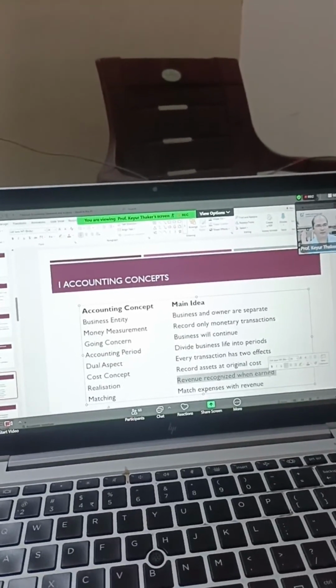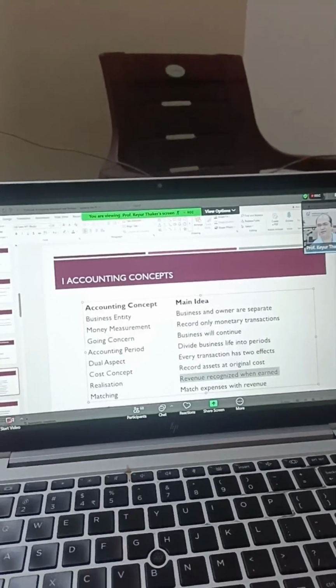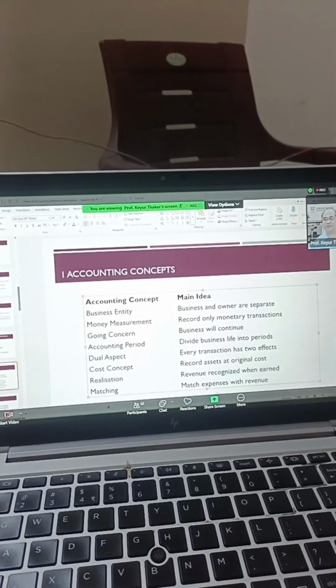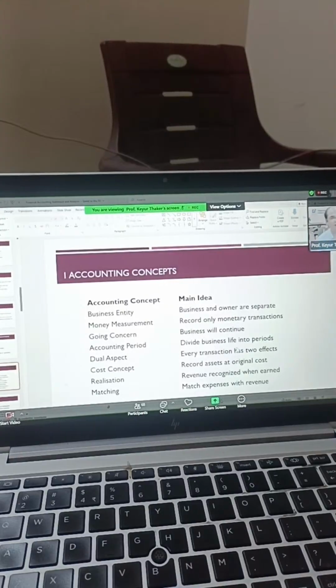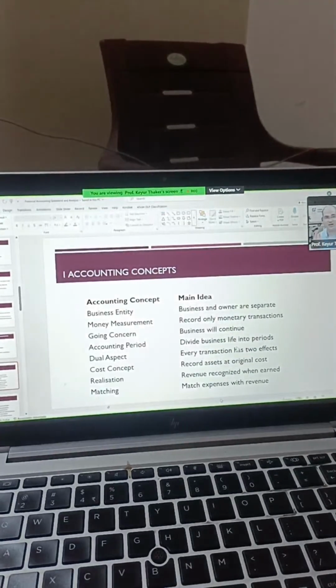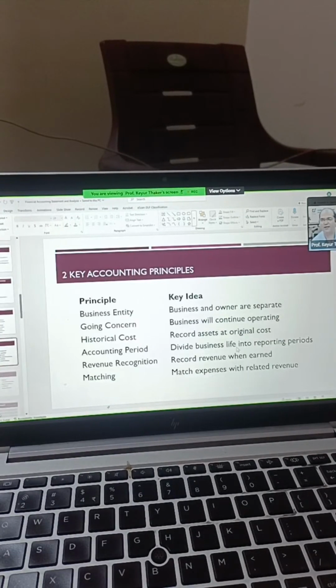And then matching. There will always be a match of expenses, meaning the revenue of the period is matched with the expenses relevant to that period. So you have to match. These are some of the underlying logic. So now with this logic, you'll be able to better understand the accounting logic. Then there are some accounting principles.